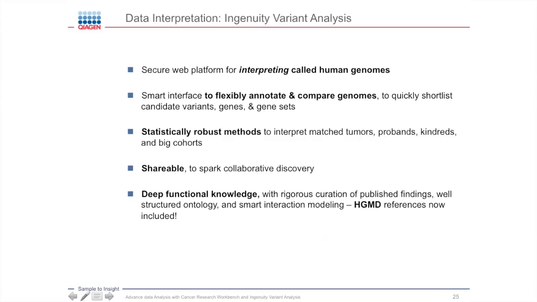As I mentioned a few times, similar to the Cancer Workbench, it's flexible. You can annotate flexibly, you can change the different parameters if you choose to do so. So it's allowing you to shortlist the candidate variants, genes or gene sets that are relevant for your particular question that you have in mind. It also has statistically robust methods to interpret matched tumor, proband and kindred, big cohorts, and so forth. It's shareable to allow you to do collaborative discovery with your colleagues. And it does have deep functional knowledge with rigorous curation of published findings, a well-structured ontology that has been developed for more than 15 years, interaction modeling, and there's also HGMD integrated within the variant analysis if you're interested in germline variation.